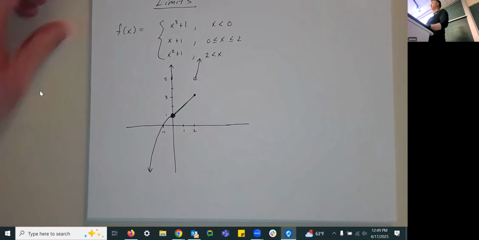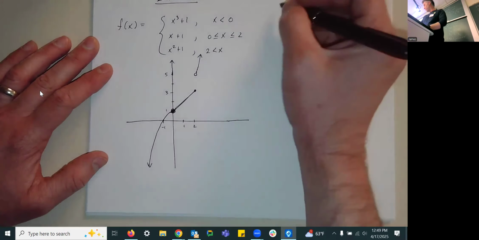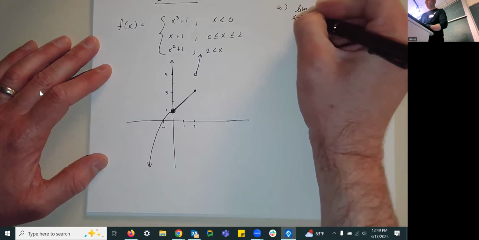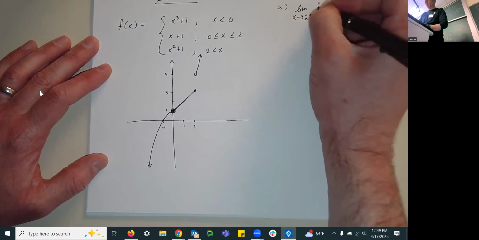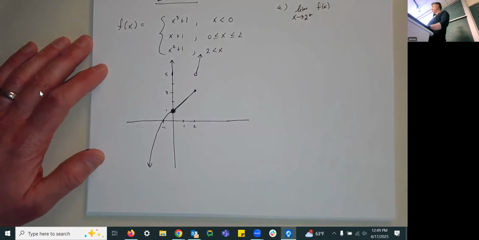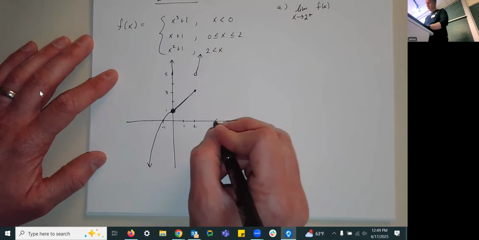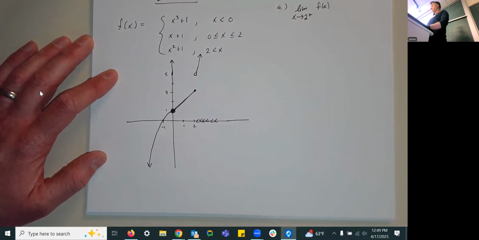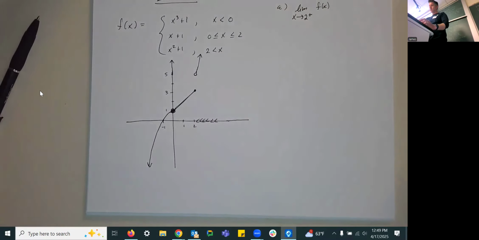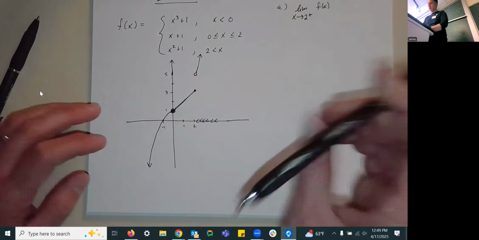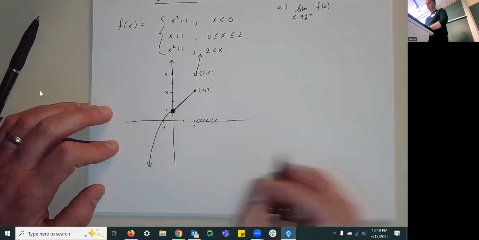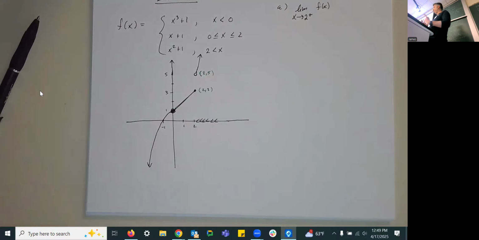Let's ask some questions about limits here. So first question. What is the limit as x approaches 2 from the right-hand side of f of x? Or in other words, as x gets closer and closer to 2 from the right-hand side, what are my function values getting closer to? Let me label these points or holes first. This hole is the point 2, 5. This point is 2, 3. That one is 0, 1. Those points are important because it's where we have a break.